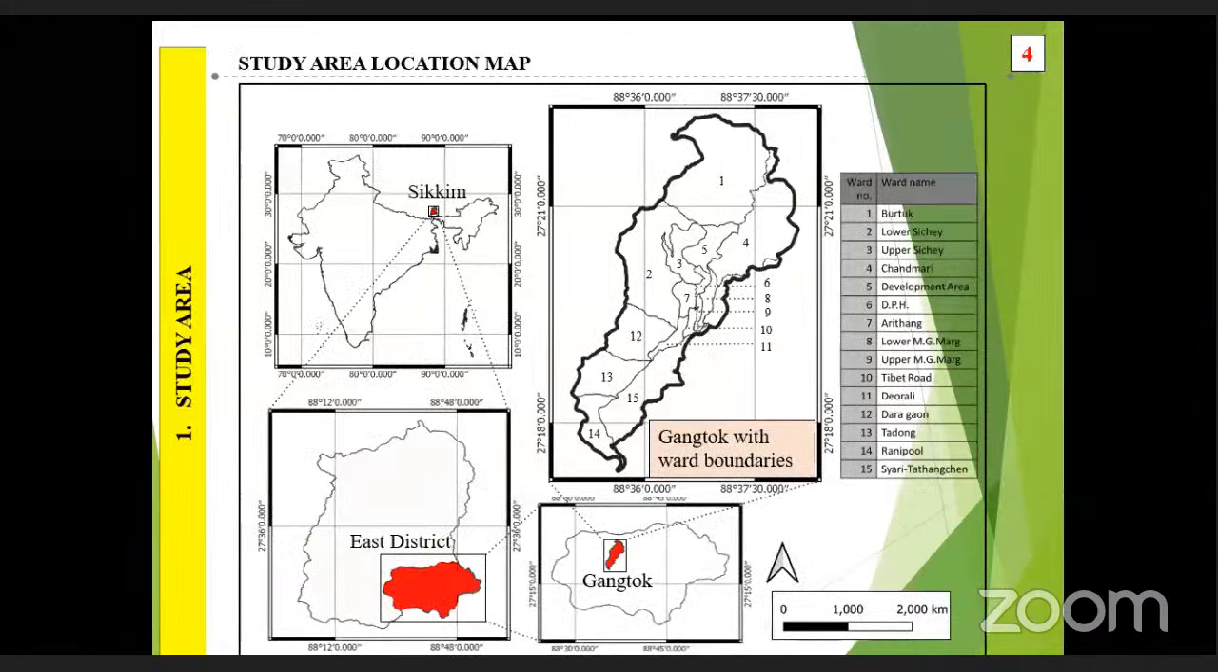So there comes the study area location map, as you can see. The study area of our project is the Gangtok Municipal Corporation area. It's the state capital of the Indian state Sikkim. It lies within the East Sikkim district of the state, and it has 15 municipal wards as listed here. It is situated at an elevation of 1650 meters from mean sea level, and this region has a year-round mild temperate climate. This type of climate makes it the center of Sikkim's tourist industry, and tourism is one of the economic pulling factors of Gangtok.